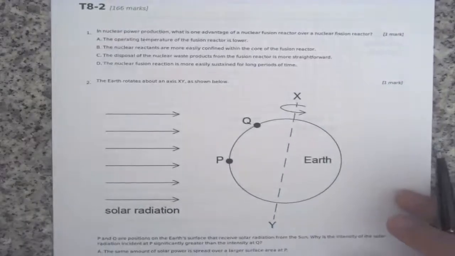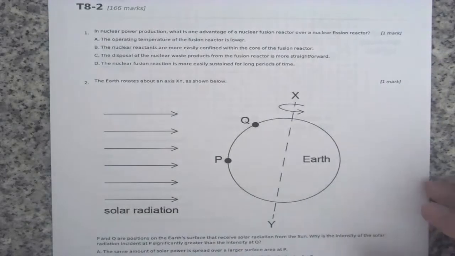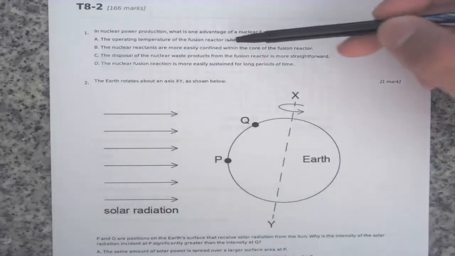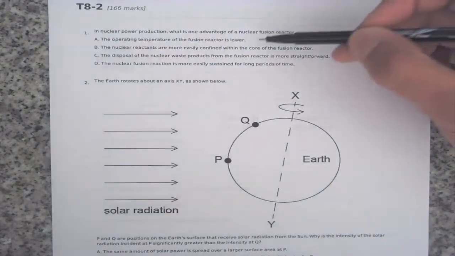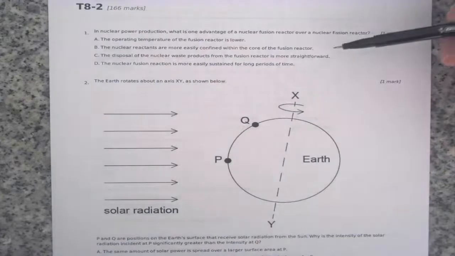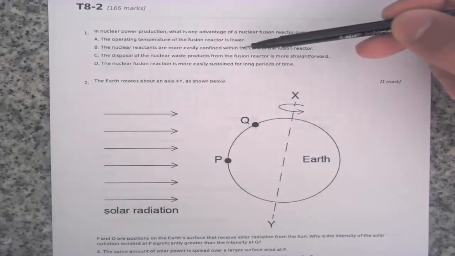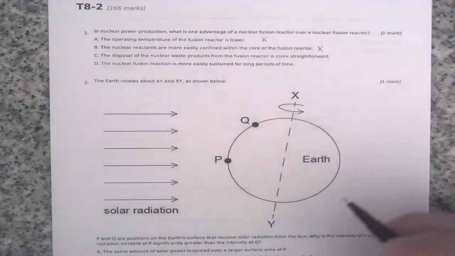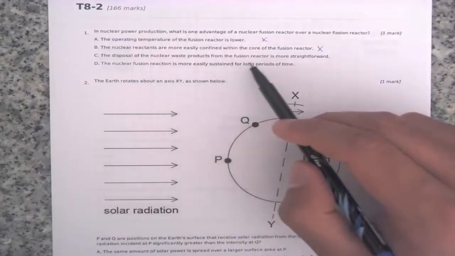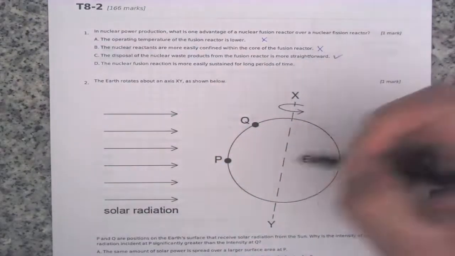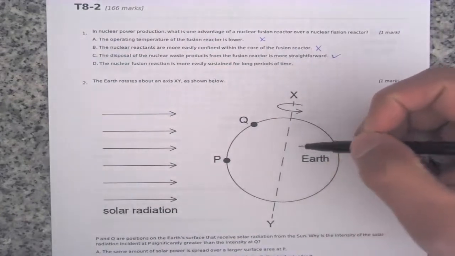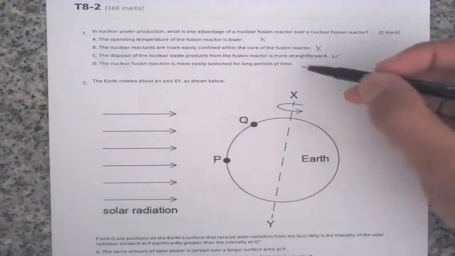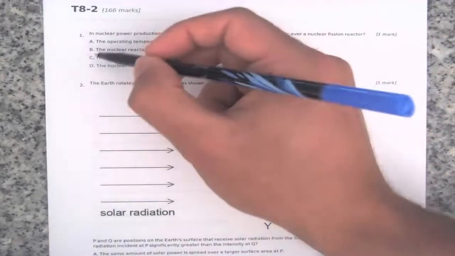Now in the next paper we have, in nuclear power production, what is the advantage of a nuclear fusion reactor over a nuclear fission reactor? So here we have a couple of choices. For example, the operating temperature of the fusion reactor is lower. Well, okay, but it's not an advantage. The nuclear reactants are more easily confined within the core of the fusion reactor. So this is also not something related. The disposal of the nuclear waste products from the fusion reactor is more straightforward. This is correct. And the nuclear fusion reaction is more easily sustained for a long period of time. This is also not relevant. So correct answer here is C.